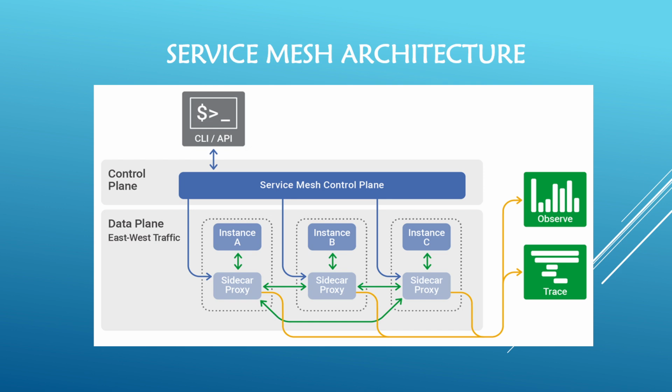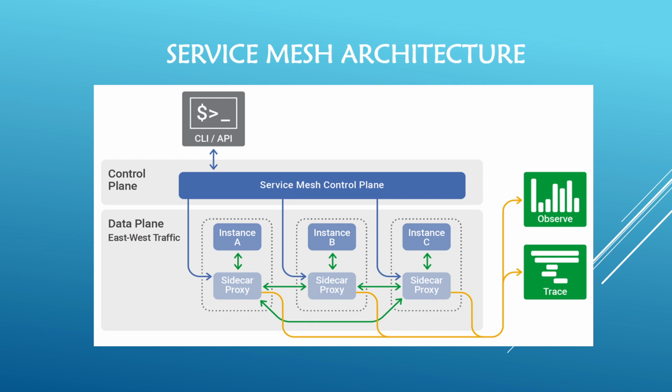So the control plane. The control plane is responsible for managing the overall service mesh. It handles configuration, monitoring, and policy enforcement. Users or administrators can interact with the control plane via a command line or API. The control plane manages the sidecar proxies that run alongside the services and ensures the policies and configuration are consistently applied across all instances.